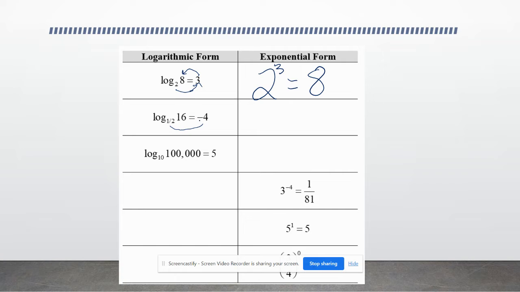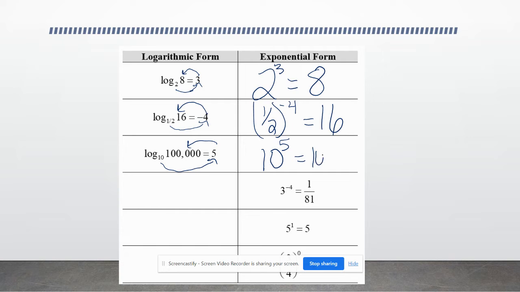On the left, we have our base is 1/2. We go to the right, our exponent is -4. And then in the center, it's equal to 16. Our base here is 10 on the left. Our exponent is 5 on the right. And our answer is 100,000 in the center.